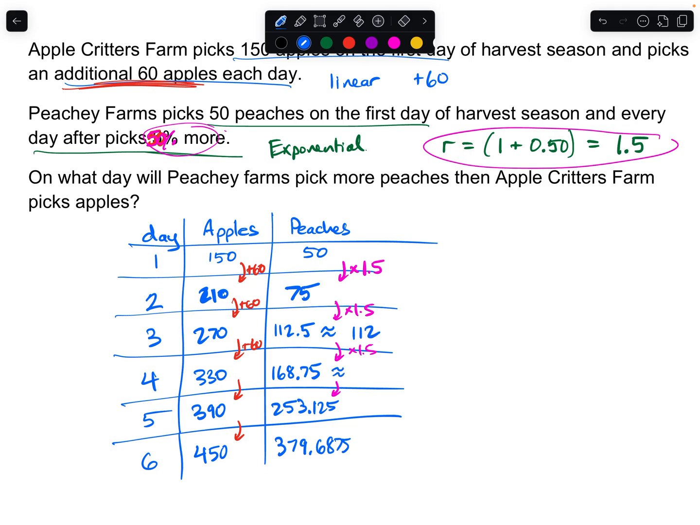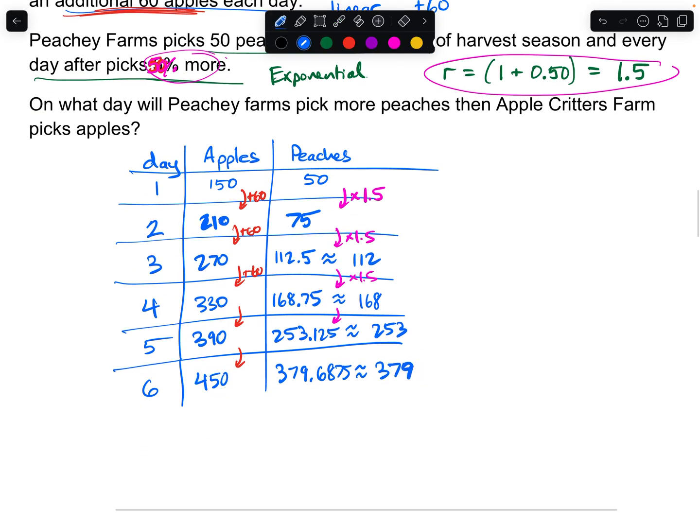Same thing here. If we were rounding, we'd call it 169 peaches. We're just going to cut off the decimal, 168. Let's truncate the rest of these. So 253, 379. But notice the number of peaches is still less than the number of apples. Let's do another day and see what happens.